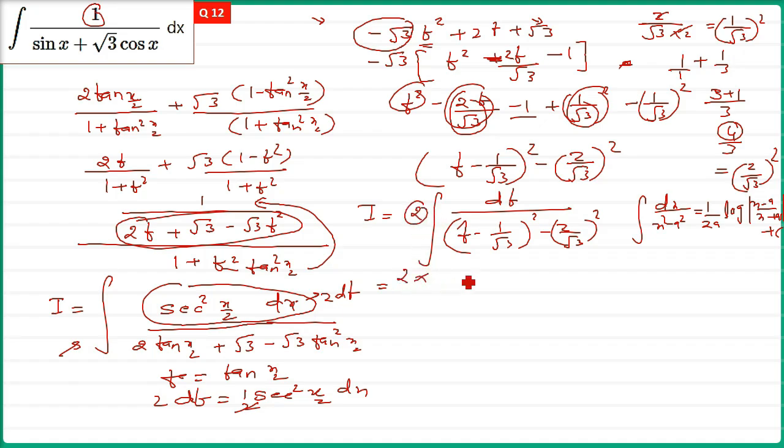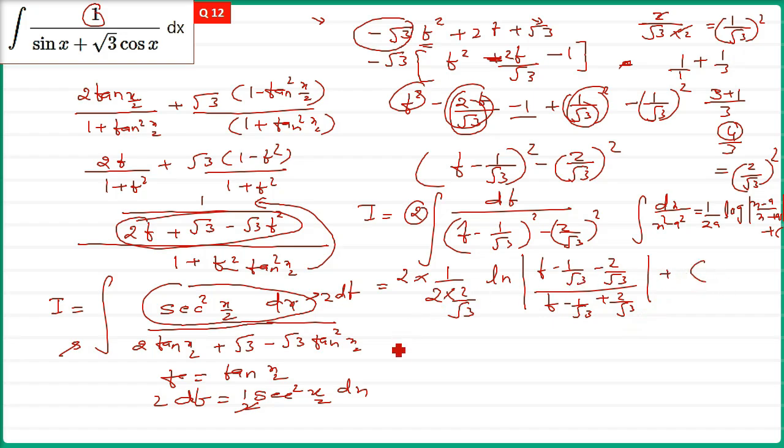Mathematics people, they know what is log and what is ln. So 1 by 2a. What is 2a? 2 into 2 by root 3. Please remember, negative root 3 was already taken out when we were making the perfect square, which I'll introduce just now. So this is t minus 1 by root 3 minus a, that is minus 2 by root 3, over t minus 1 by root 3 plus 2 by root 3. This modulus ends, plus constant of integration. So root 3 will go up, but still we have a negative root 3 outside, which we have taken earlier, if you remember.